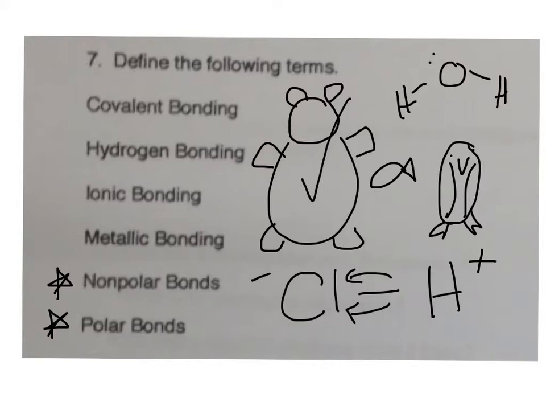Remember, water has these two lone pairs of electrons. What do we know about electrons? Electrons have a negative charge, which means the other end of the water would have a positive charge.